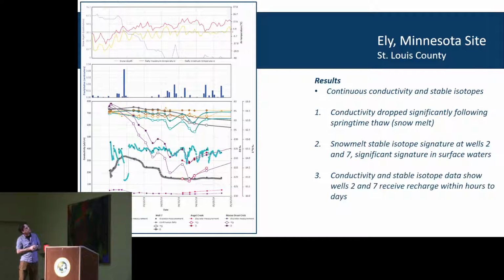So yes, went through those. And when you zoom into this and look at it at a tighter scale, we were basically seeing snowmelt recharge at wells 2 and 7 within hours to a couple days. So we're moving a lot of young water through this fractured crystalline rock into these wells in hours to days.